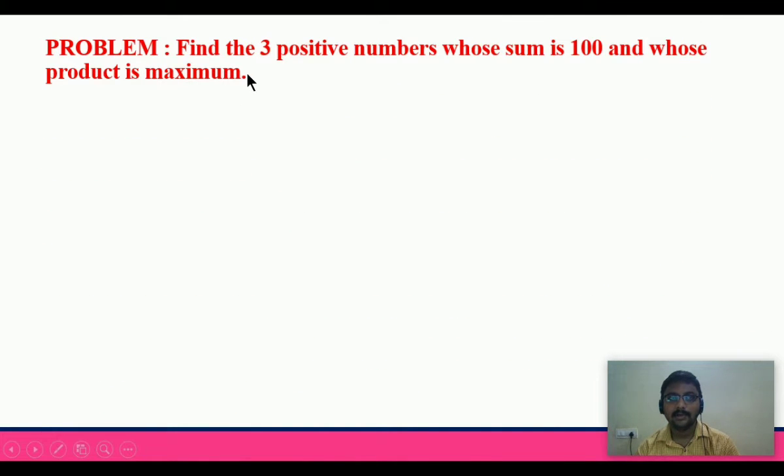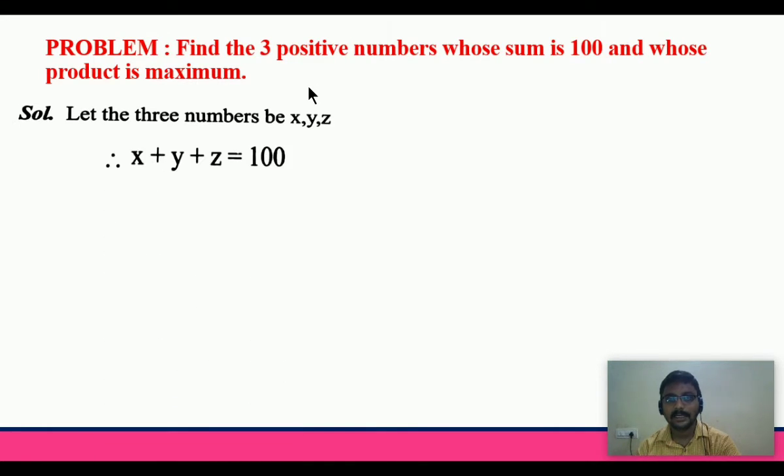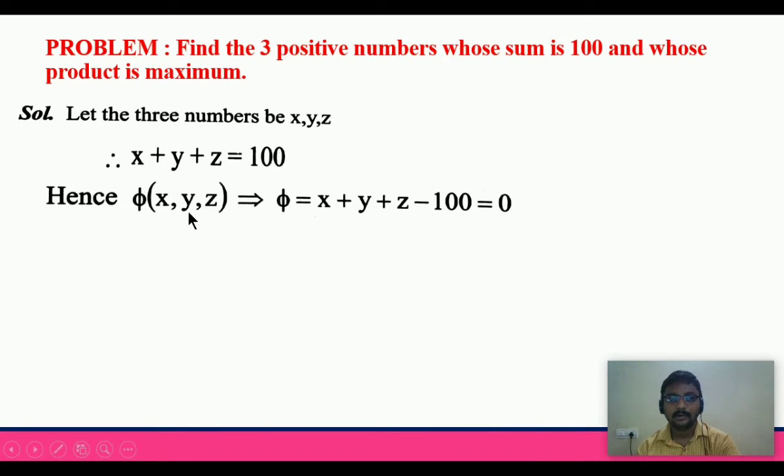Another problem, find the three positive numbers whose sum is 100 and whose product is maximum. So we have to find three positive numbers such that their sum must be 100 and their product must be maximum. Let x, y, z be the required three positive numbers whose sum is 100. So x plus y plus z is 100. Phi of xyz is the constraint, that is x plus y plus z minus 100 equals 0.